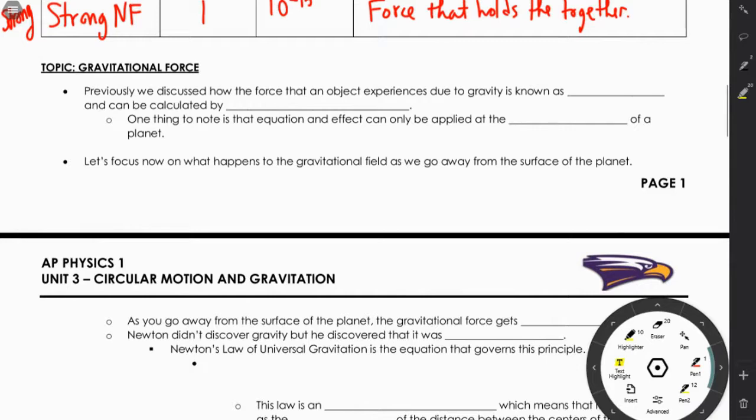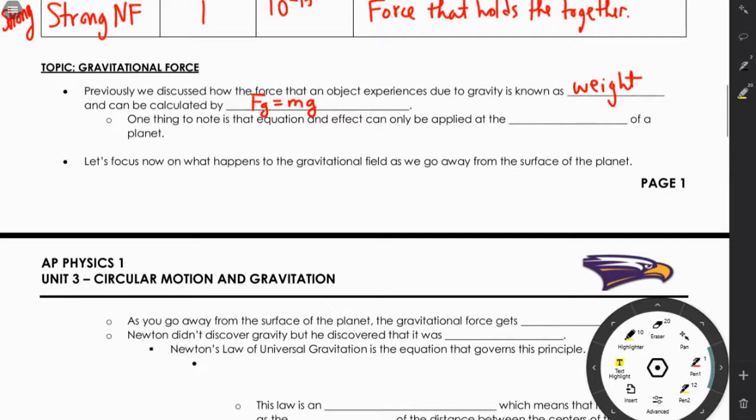We've already talked about the gravitational force, and we talked about how the force that an object experiences, we call that weight. So you go to the doctor, he tells you how many pounds you weigh. They're actually telling you this is how much force you're experiencing based on your location and your mass. The equation to find the weight, remember, the symbol is F sub g, literally meaning force of gravity, and it's mass times g.